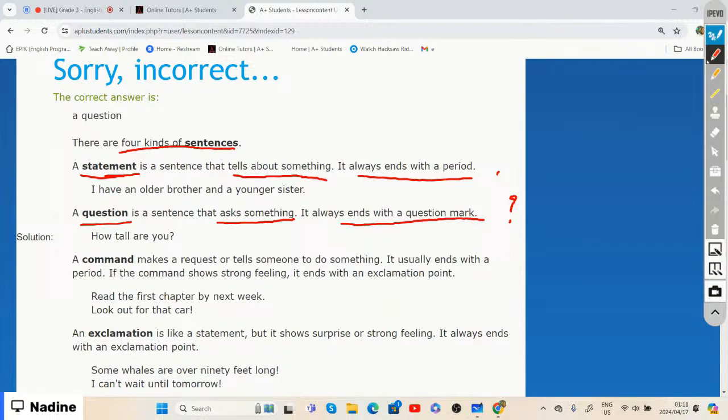All right. Then we have a command. A command makes a request or tells someone to do something. It doesn't mean that they're demanding you to do something, but they are just making a request or telling you to do something. And a command either ends with a period, or if a command shows strong feeling, where they're really demanding you to do something, then it ends with an exclamation point.